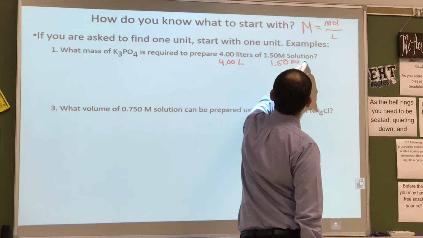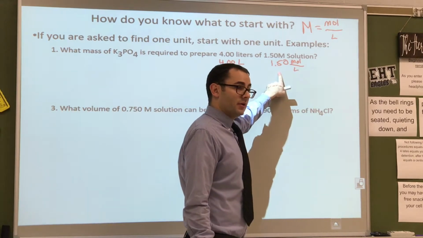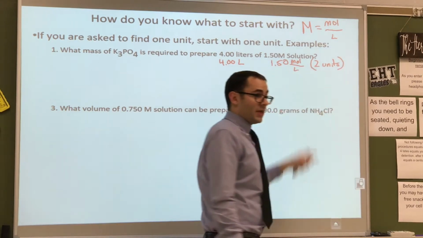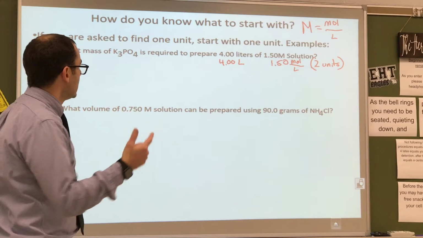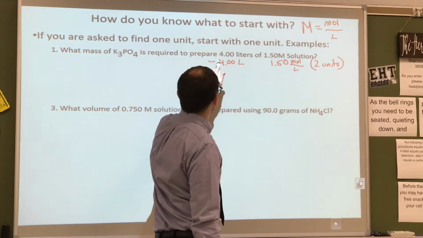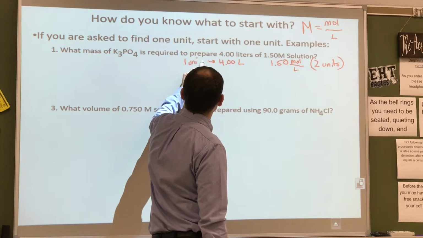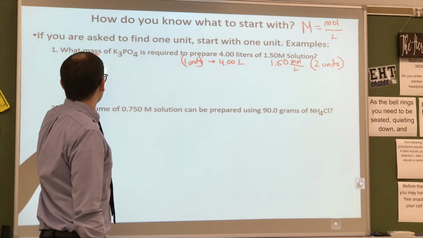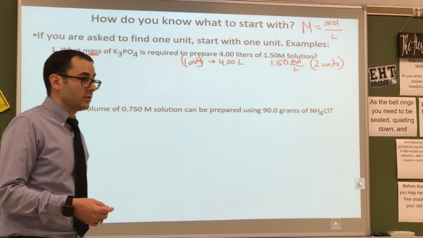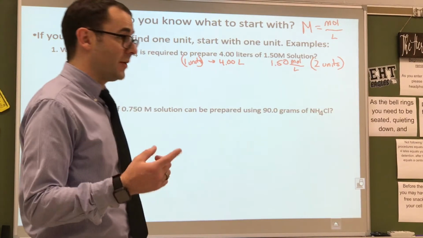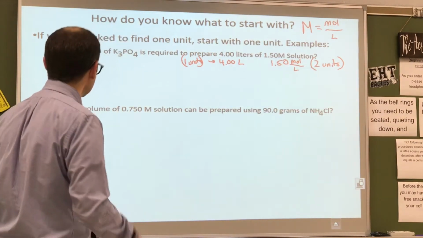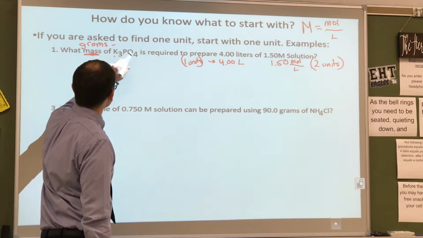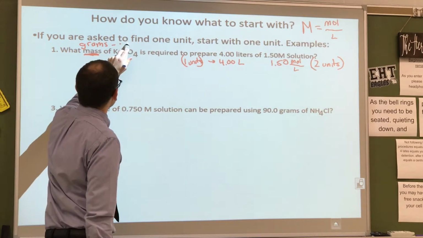So how many units does this one have? Yeah, 2. Is everybody cool with that? Moles, liters, 2 things there. How many units does the 4.00 have? 1 unit. All right. And what are we looking for? What's mass? Yeah, it's related to moles, right? But what are we usually converted into if we're talking about mass? Yeah, we're going to talk about grams for this. And grams is how many units? 1. Even though it's plural, it's 1 unit.